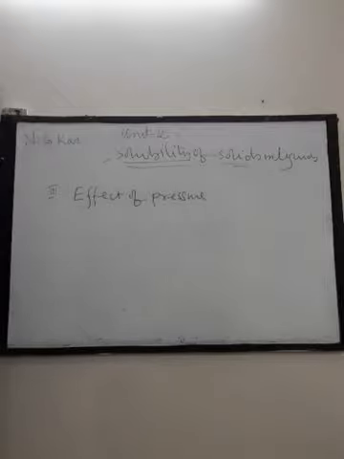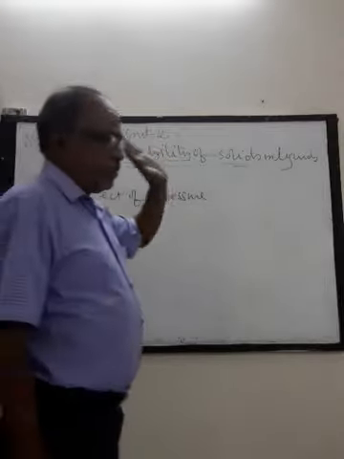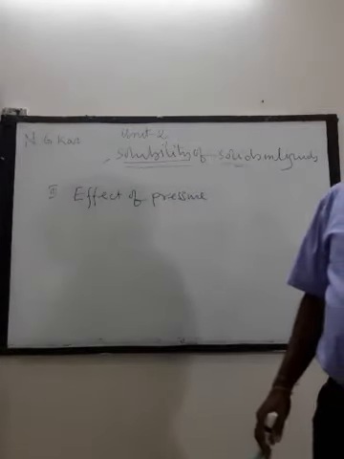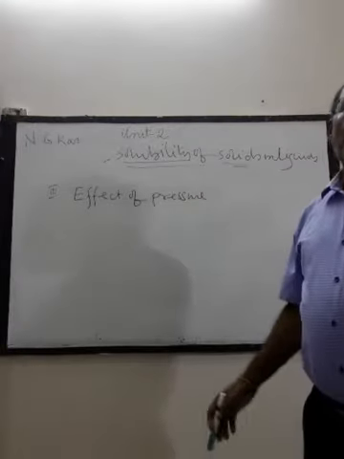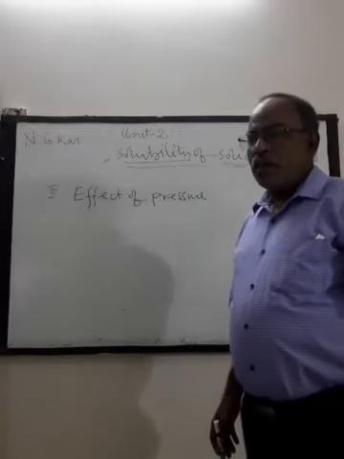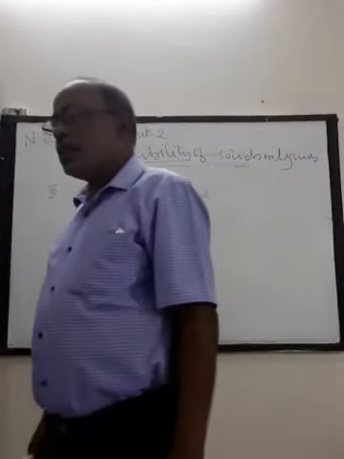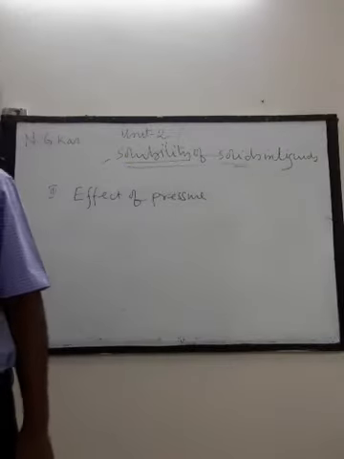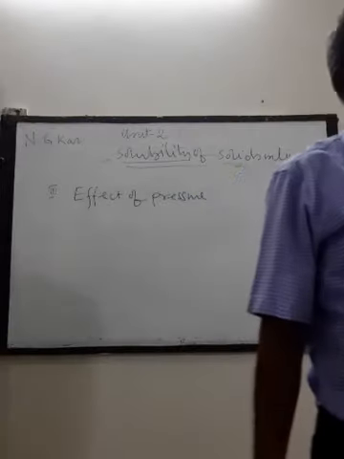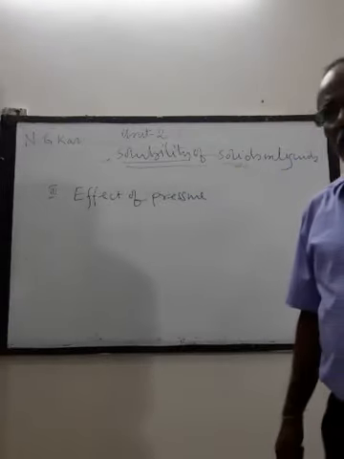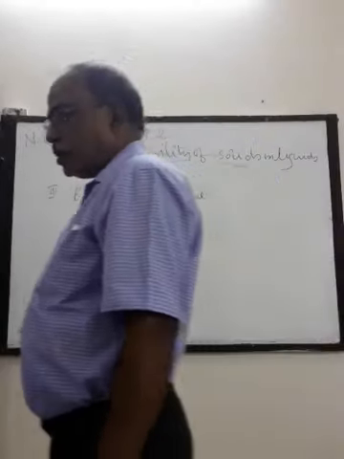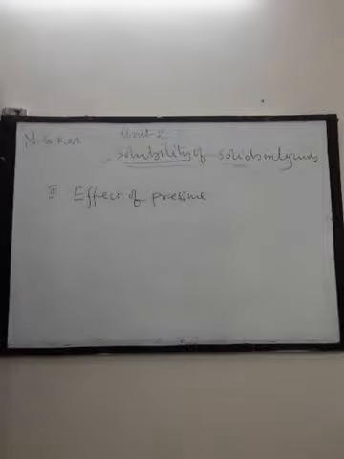So if we sum up, first of all, what is the solubility of a solid in a liquid? Solubility is defined as the amount of solid or solute required to saturate 100 gram of solvent at a particular temperature. The solubility of a solid in a liquid depends on the nature of the solid, the nature of the liquid, temperature, and also very little on pressure.